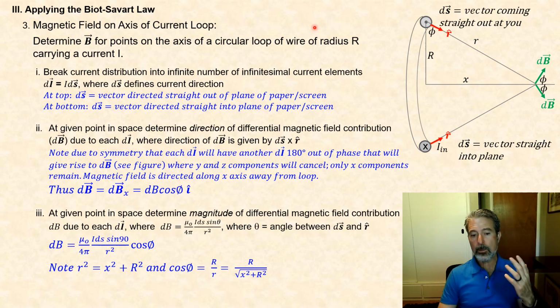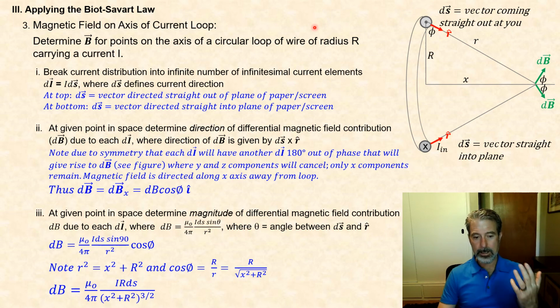So really, what we saw in the last case is that the only integration variable we really have is going to be ds. So making these substitutions, cosine phi is equal to big R over little r, and this is where we end up with our expression for the magnitude of the field contribution due to any current element dl. We'll finish this up on the next slide.